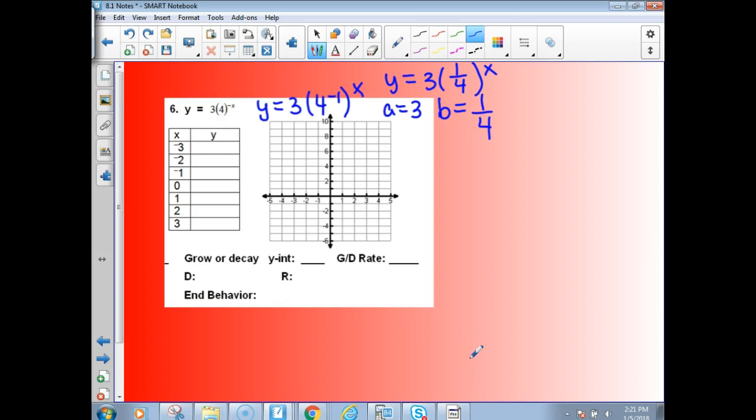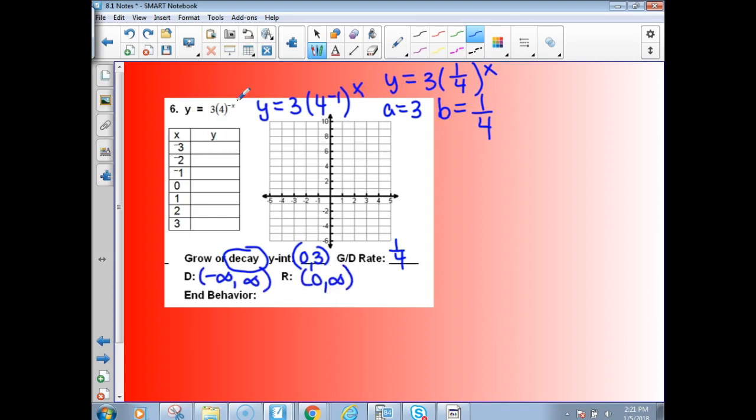And you are going to need to know how to describe why this is now actually a decay problem. The B value is not 4. This is not a growth, this is a decay. The y-intercept is 0, 3. The decay rate is 1/4. Okay, so the number should be coming down. The domain's still negative infinity to infinity, and the range is going to be 0 to infinity.